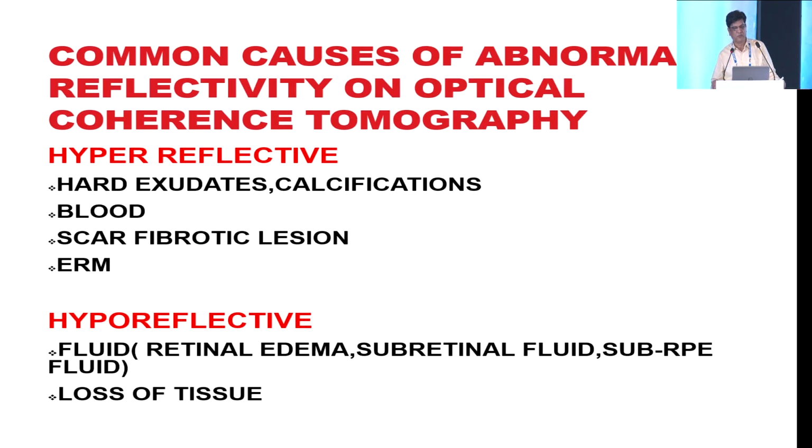So, common causes of abnormal reflectivity on optical coherence tomography. You have hard exudates and calcification, something same like in ultrasound. If you compare, the blood and the scar and fibroid lesion will have a higher reflectivity, a deeper color, as with the ERM that we all see very commonly these days. So sometimes the OCT reads more than what is actually there. Particularly the ERM may not be affecting the vision, because of the presence of ERM. So be very careful, don't be over-trigger happy to advise surgery in these patients. Hyporeflectivity will be fluid: the retinal edema, subretinal fluid, sub-RPE fluid, and loss of tissue.